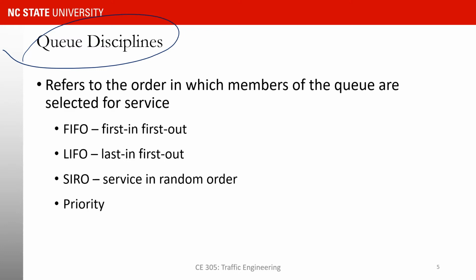You can have service in random order. So you don't care when people have joined the queue to receive the service, but you look at people who are in the queue and you select one of them randomly to provide the service for. Can you think of a good example for service in random order? Think about that.